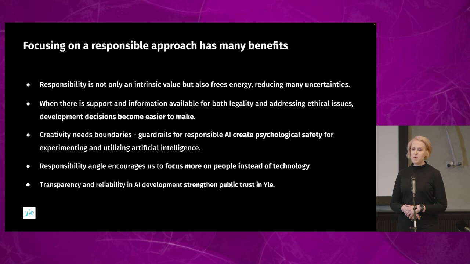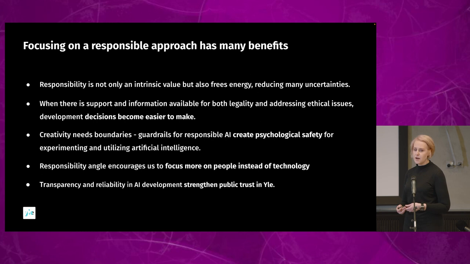Well, what does it mean and why do we do it? Focusing on a responsible approach has so many benefits. It is not only an intrinsic value, but it also frees energy and reduces many of the uncertainties related to using AI. And when there is support and information available for both legislative and ethical issues, development decisions on how we use AI become easier to make. And this is a very hard topic. Also, creativity needs boundaries when we use AI. So we cannot just apply it to absolutely everything, but it needs guide rails, and the guide rails for responsible use of AI create psychological safety for experiments and for utilizing AI as well.